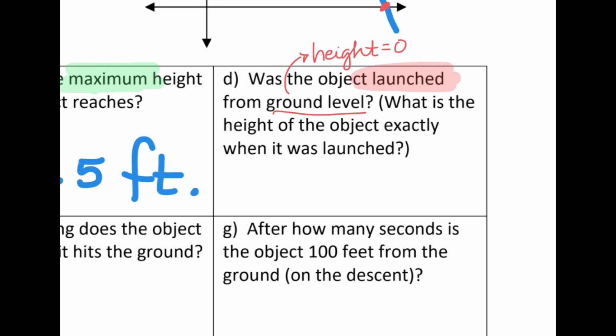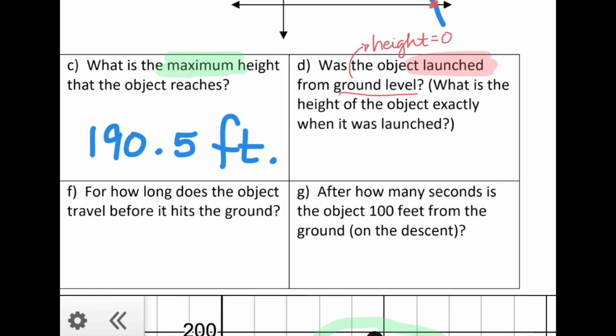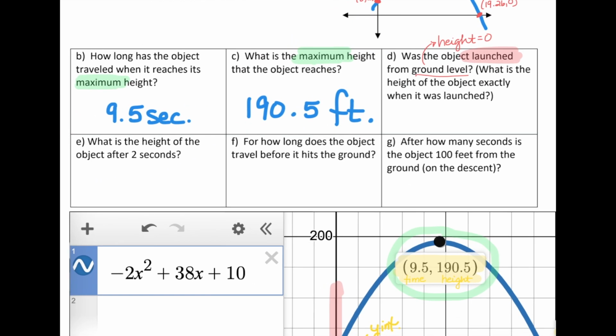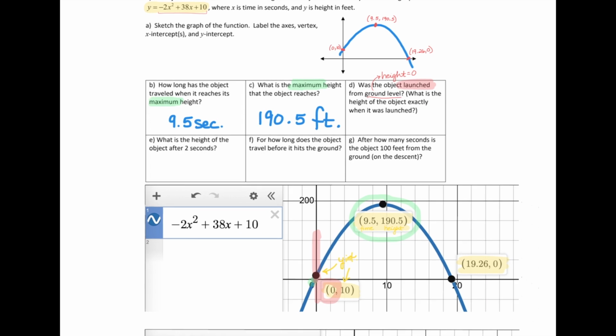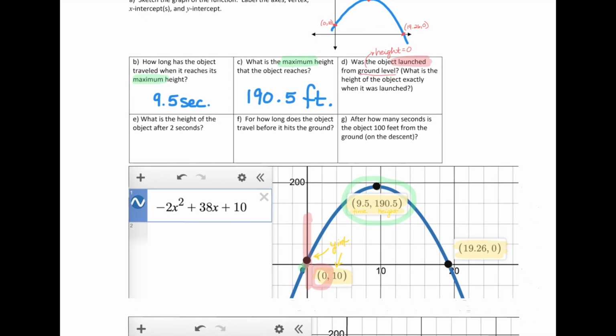So ground level is if the height equals 0, you're looking for a y value that is 0, and that y-intercept here, the y value is 10. So the object was launched from 10 feet. So technically, your answer for this question would be no, it was not launched from ground level, and then you can justify that by saying it was launched from 10 feet off the ground.